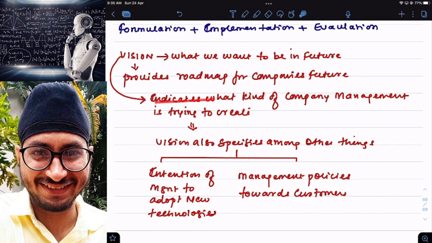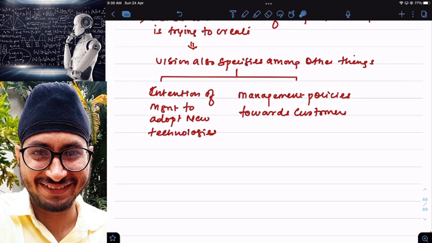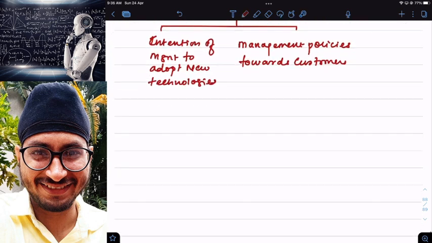Vision also indicates what kind of company is being created. Are we going to adopt new technologies in future or not? Are we going to focus on customer satisfaction in future or not? Today we may not be doing that, but in future, are we going to? This is nothing but vision.